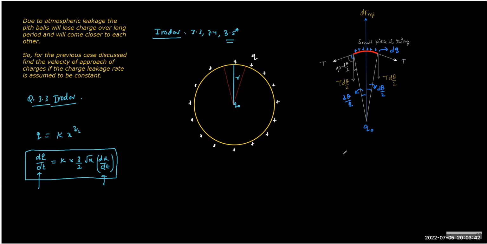So for equilibrium, what can we write? dF repulsion is equal to T d theta by 2 plus T d theta by 2, which is 2 times. So T d theta.